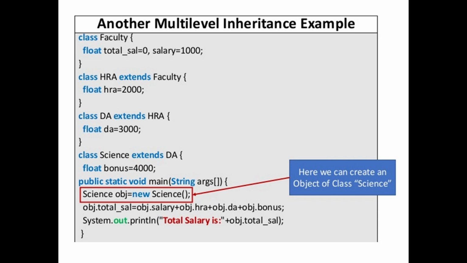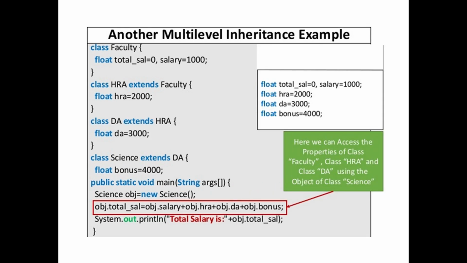And the science class consists of one variable, that is bonus, and the value of the bonus is equal to 4000. So the class science can access all the variables, that is total salary, HRA, DA, bonus. So the object of the science class can access the properties of the faculty class, HRA class, and DA class. So inside the main function, the object is created for the science class alone. The object is obj. Using this obj, we can access all the properties.